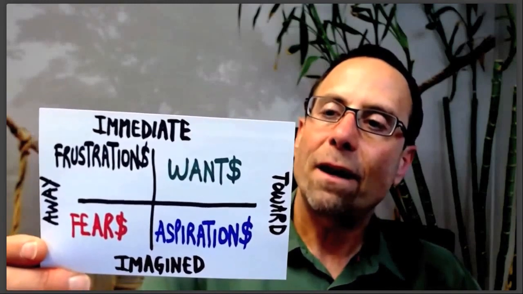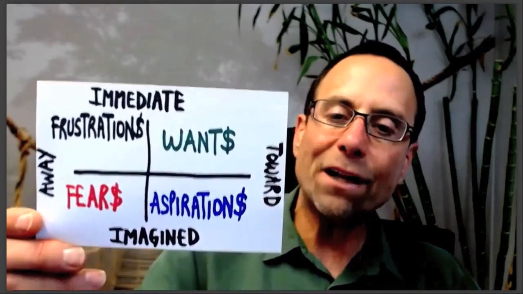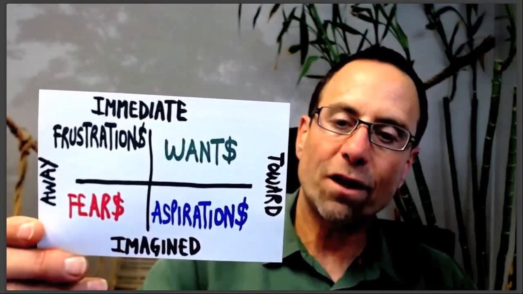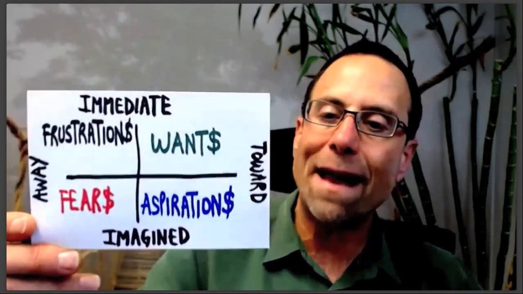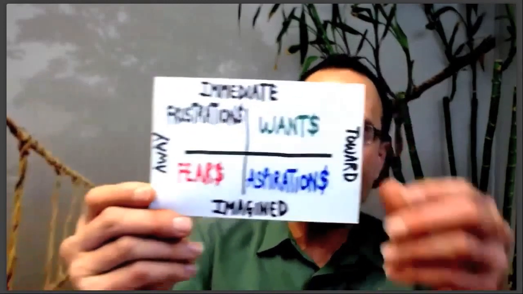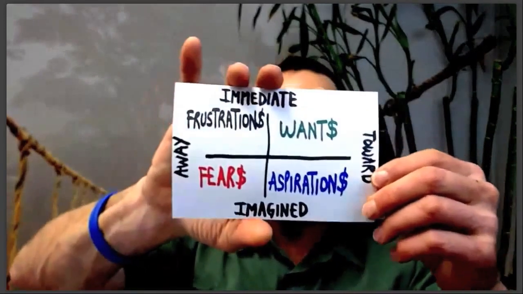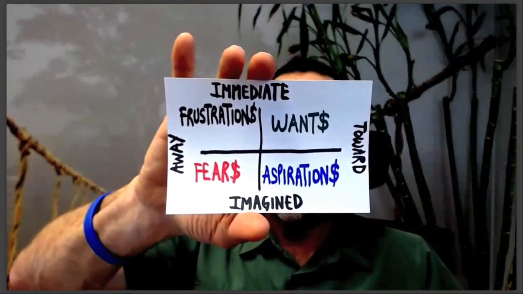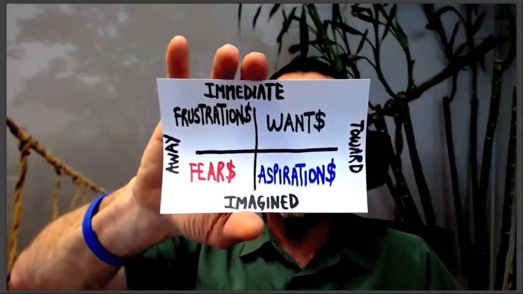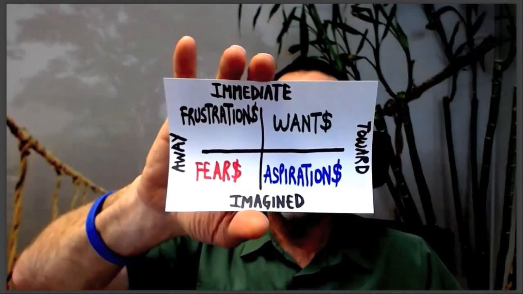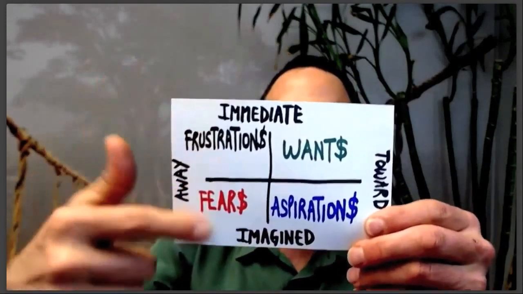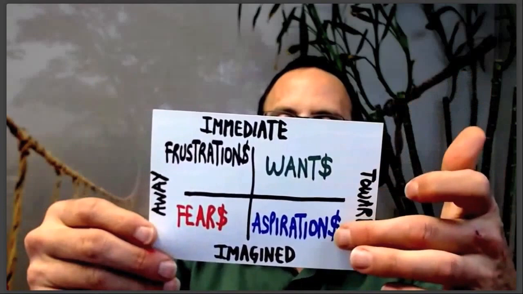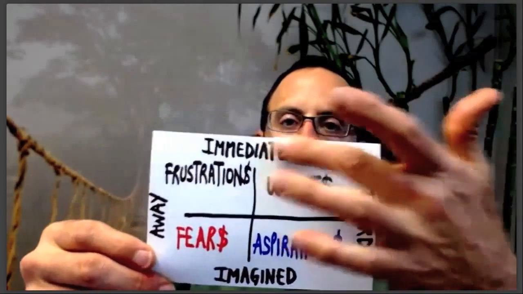People have imagined frustrations and imagined wants and imagined aspirations and imagined fears, right? So this is a matrix. So I'm going to put it up here. So maybe you can take a picture of it. And I have 3 more seconds. 3, 2, 1. Okay. Now moving away, you're moving away from frustrations, fears, moving toward wants and aspirations. They are either imagined or immediate. The more immediate, the better.